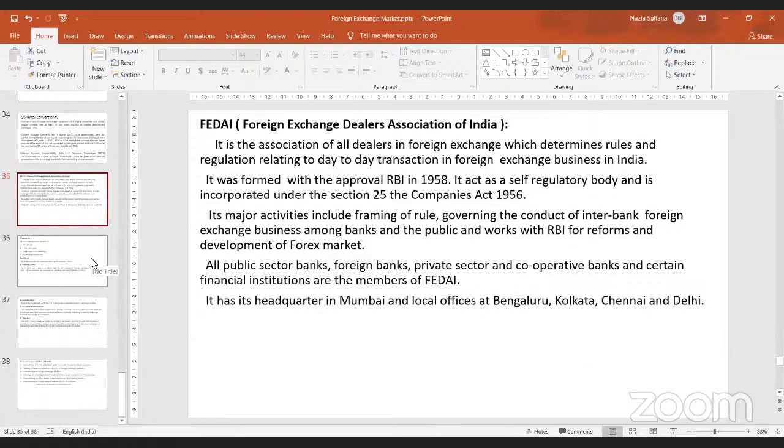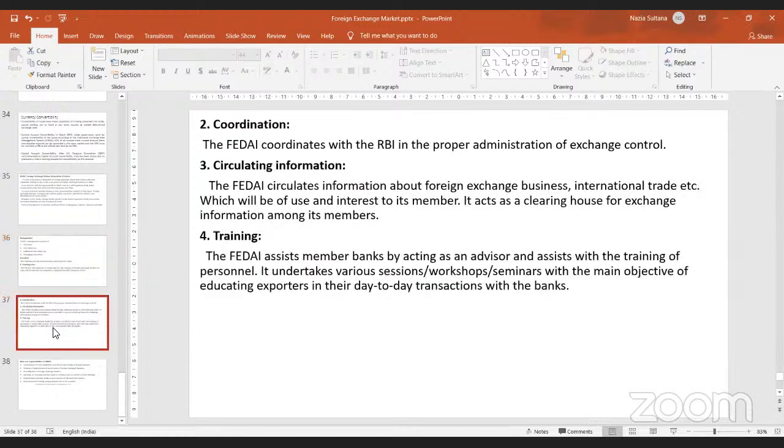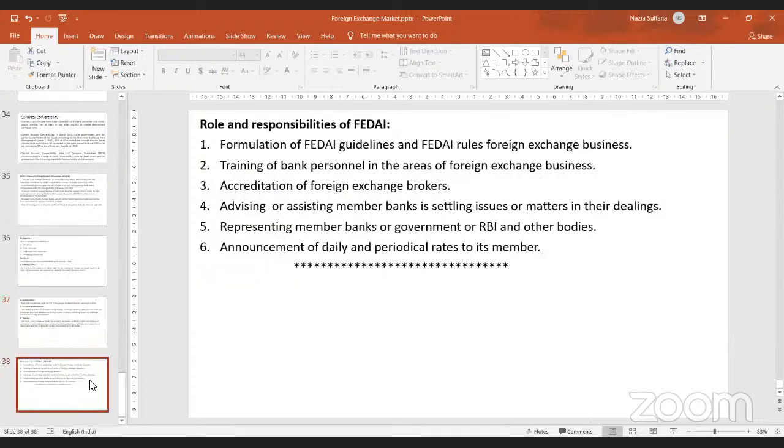That means this is related to dealers. We studied in the beginning of the class who the participants in the forex market are. So we said brokers and dealers are also participants in the forex market. For brokers and dealers, you have an association called FEDAI, the Foreign Exchange Dealers Association. All your dealers will be registered under them and they will work. They have this management, chairman, vice chairman, additional vice chairman, managing committee, and they will perform all the functions. They have to abide by the rules which are given. They have to follow RBI guidelines. They have to follow guidelines given under the Companies Act, and they have their functioning.